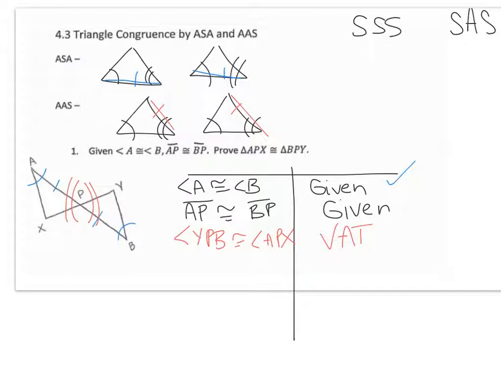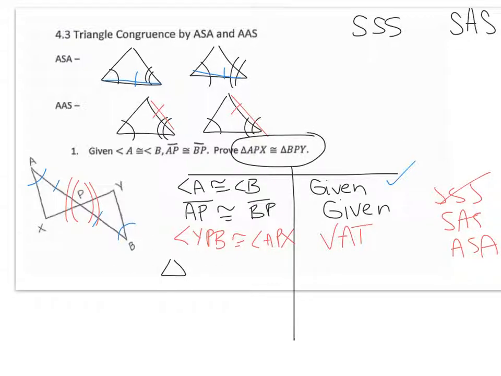So now I check, do I have side, side, side? No. Do I have side, angle, side? No. Do I have angle, side, angle? Yes, because the side is in between the two angles. So I go up here and copy down the triangle congruent statement. Triangle APX is congruent to triangle BPY by the angle side angle theorem.